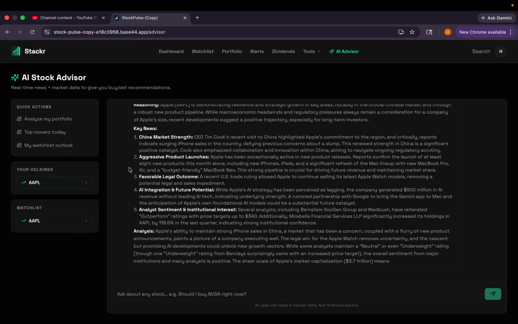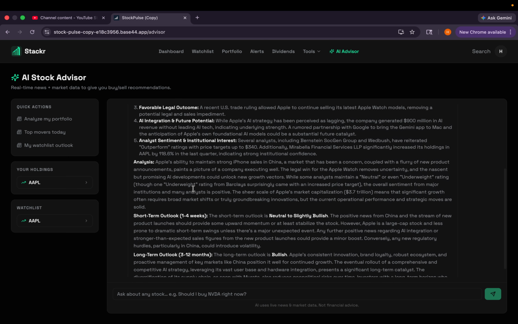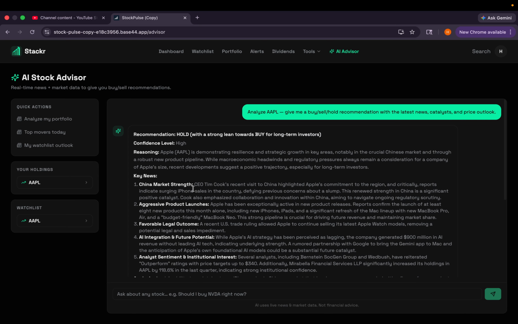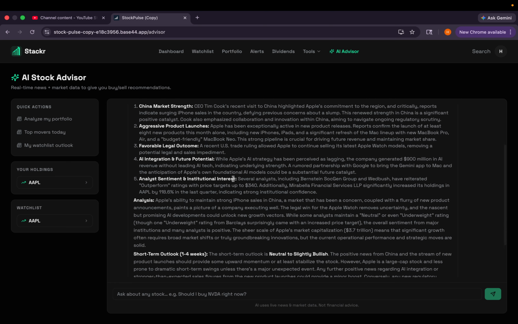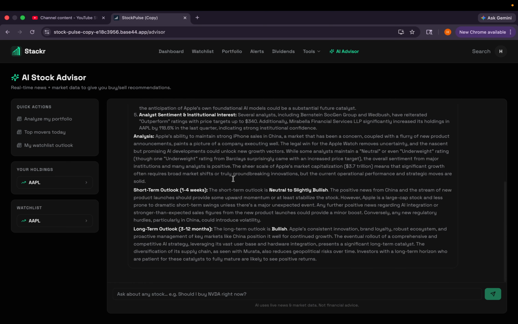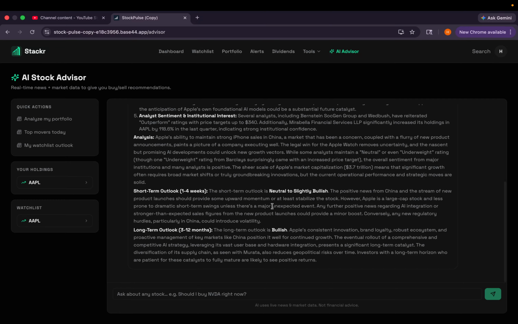So here the AI chatbot tells us to hold it and that it could be a good long-term investment. We can see the confidence level is high, and the reasoning gives you key news like channel market and aggressive product launches, and it tells you analysis. We can see that in the short term, the stock might go up a little bit, but we really get the most profit maximization from looking at the long-term outlook.